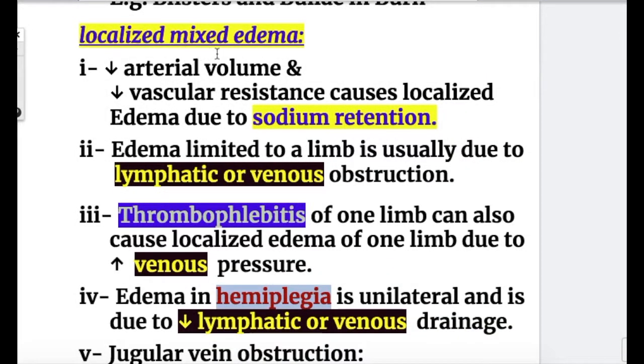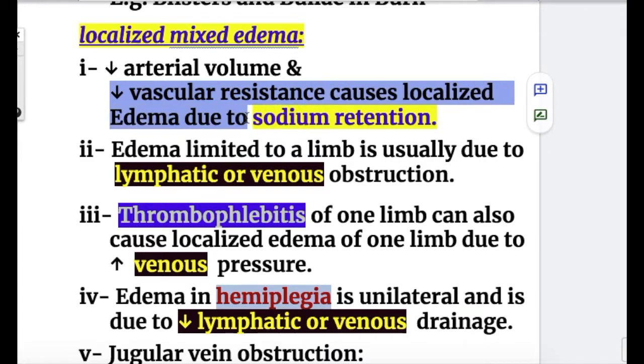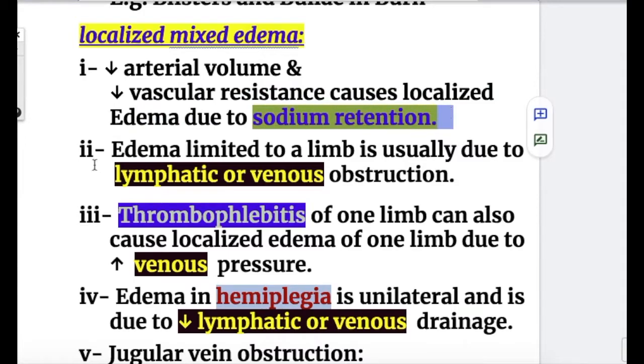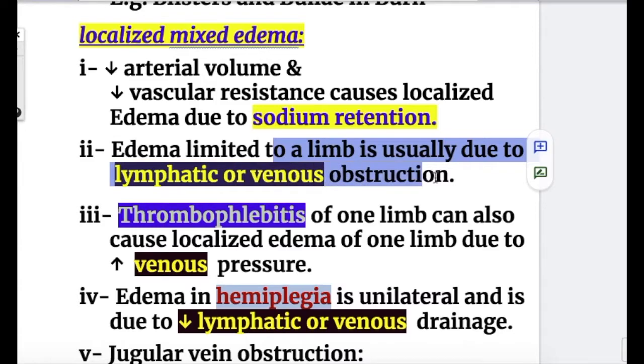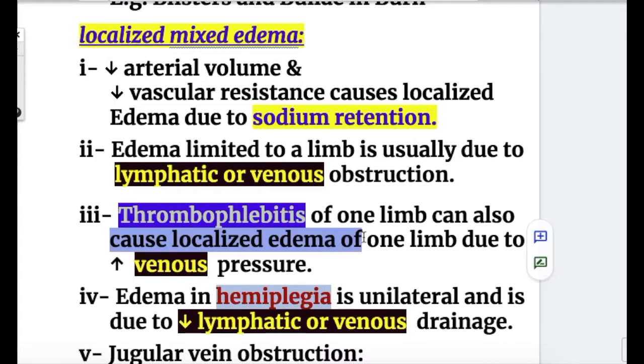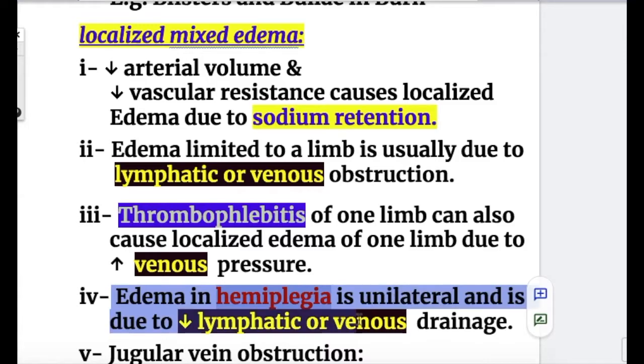Now localized mixed edema may be pitting or non-pitting. Number 1, decreased arterial volume and decreased vascular resistance, vasodilatation, causes localized edema. Why? Due to sodium retention. Number 2, edema limited to a limb is usually due to lymphatic or venous obstruction. Number 3, thrombophlebitis of one limb can also cause localized edema of the limb due to increased venous pressure. Number 4, edema in hemiplegia is usually unilateral and is due to decreased lymphatic or venous drainage.